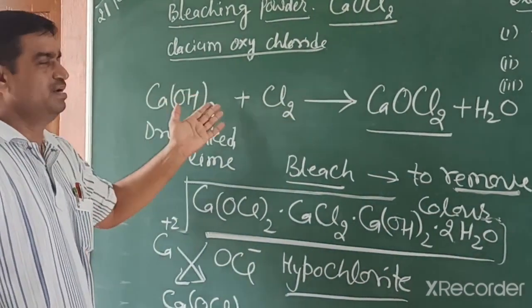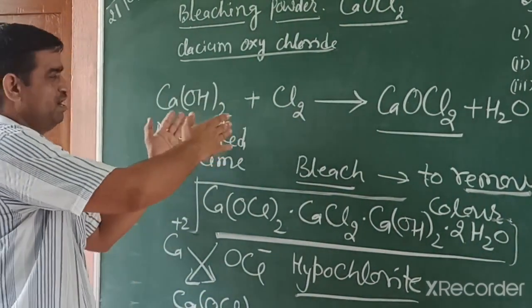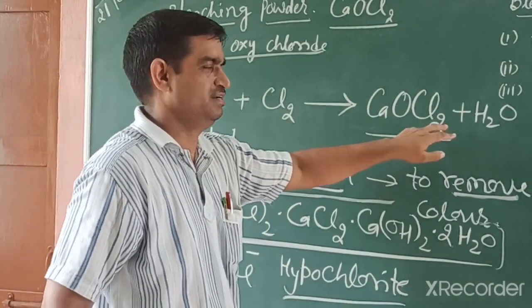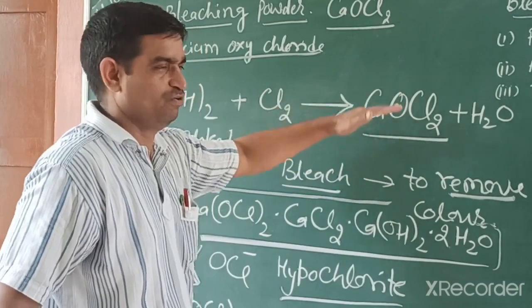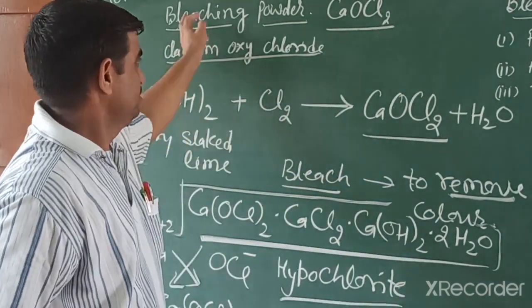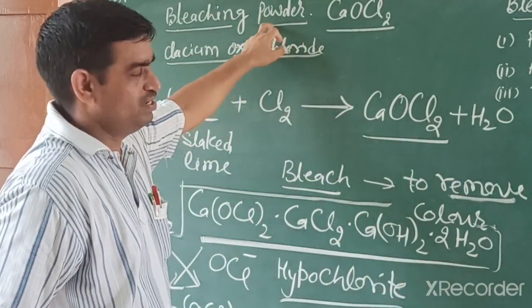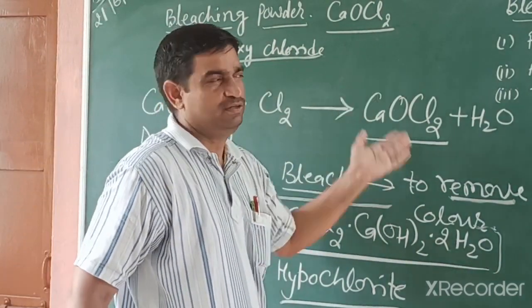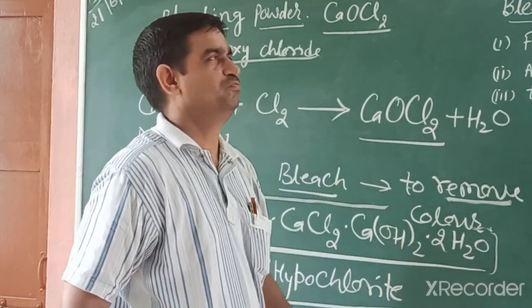How do we prepare it? When chlorine gas is passed over dry slaked lime, it is converted to calcium oxychloride and water. This is the method of preparation. And why is its name bleaching powder? Because it removes color. Now we will see the uses of bleaching powder.